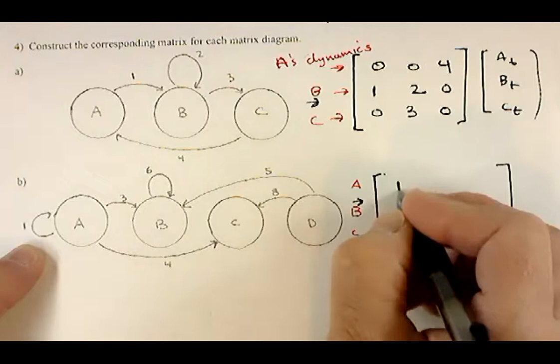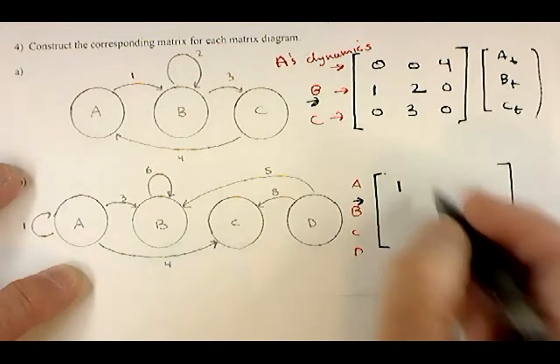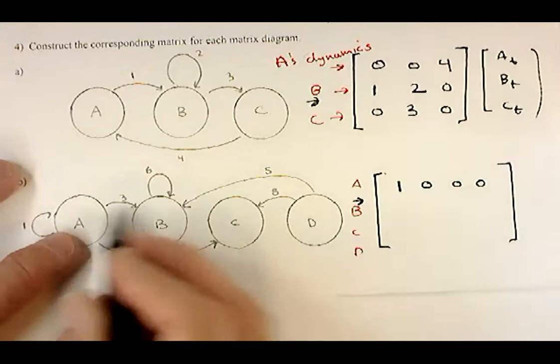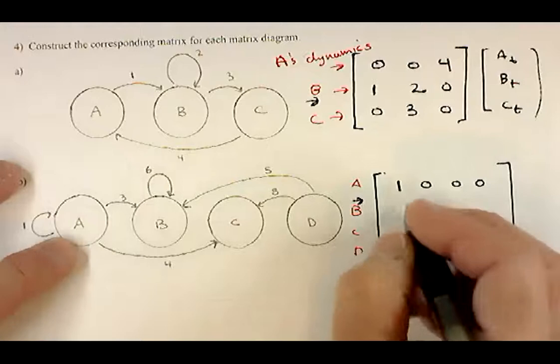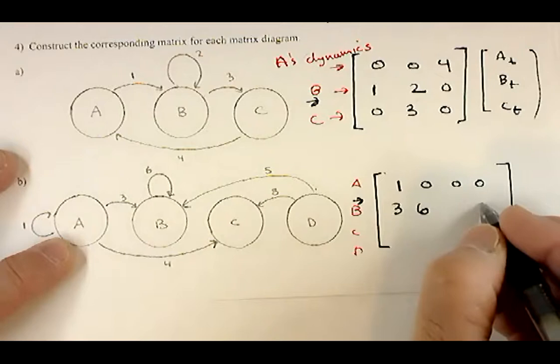Okay. And that's kind of it, huh? A's contributing to B's population and to C's population. So that means I would have zeros all the way across. For B, B is getting 3 units from A. I have no context here, right? 3 units from A, 6 from itself, 5 from D. So D would be the last one here, right? So this would be 5 and this would be 0. It's not getting anything from C.